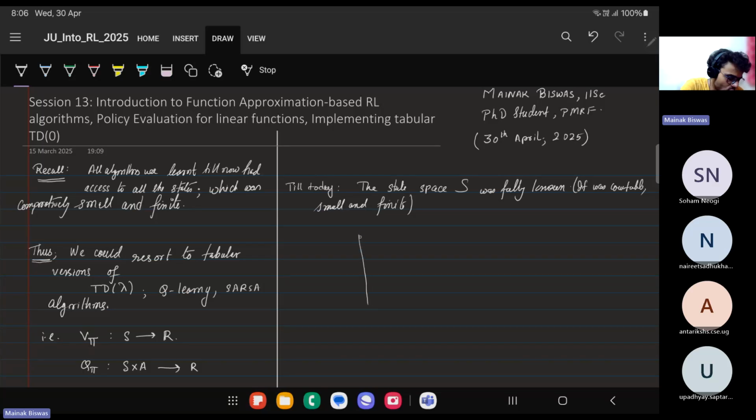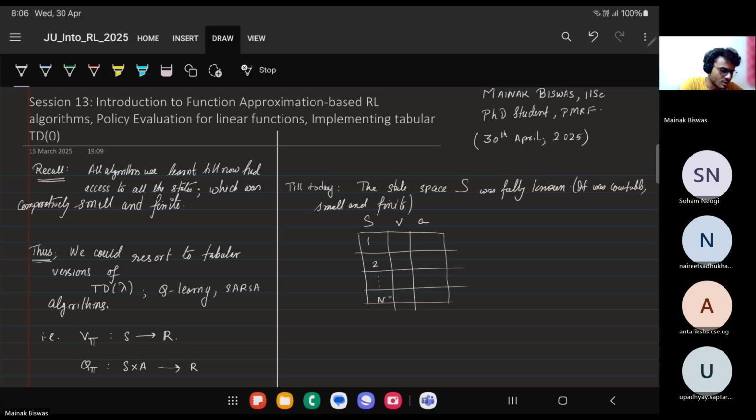So you could have written down a table like this: state one, what was your value function, what is your action, and so on, right? State two, dot dot dot, state n. Your value function is v of one, v of two, and v of n. Similarly, your action could be pi of one, pi of n, isn't it? You could have done this. So you could have written down a table, and this would have given you a map from the state to the value function for all the algorithms that we discussed, because we saw that the value function is defined as a state to real number mapping for a policy pi.